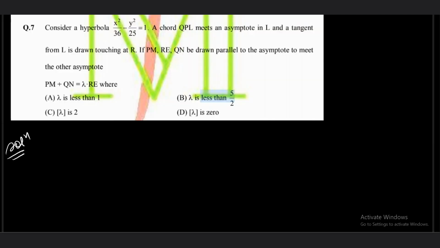क्या है question? देखो, consider hyperbola. Okay, the hyperbola is x square by 36 minus y square by 25 equals to 1. So I'm just going to trace it first of all. एक rough sketch बनाते जाते हैं ताकि question clear हो जाएगा कि what we have to do in the question. ठीक है, चलिए तो start किया.